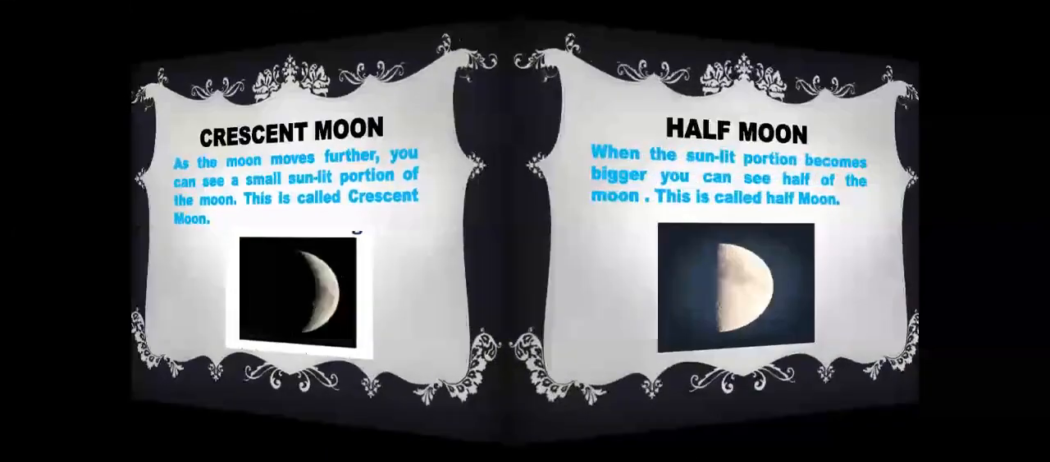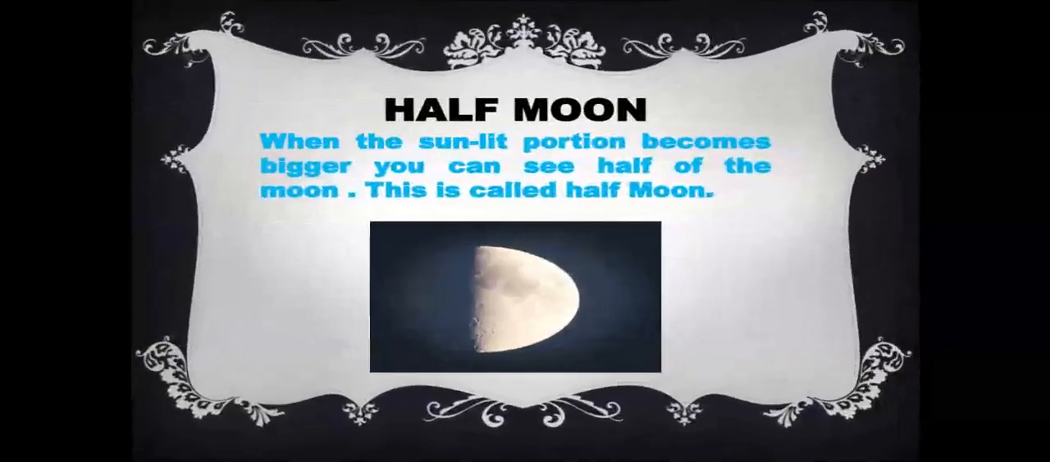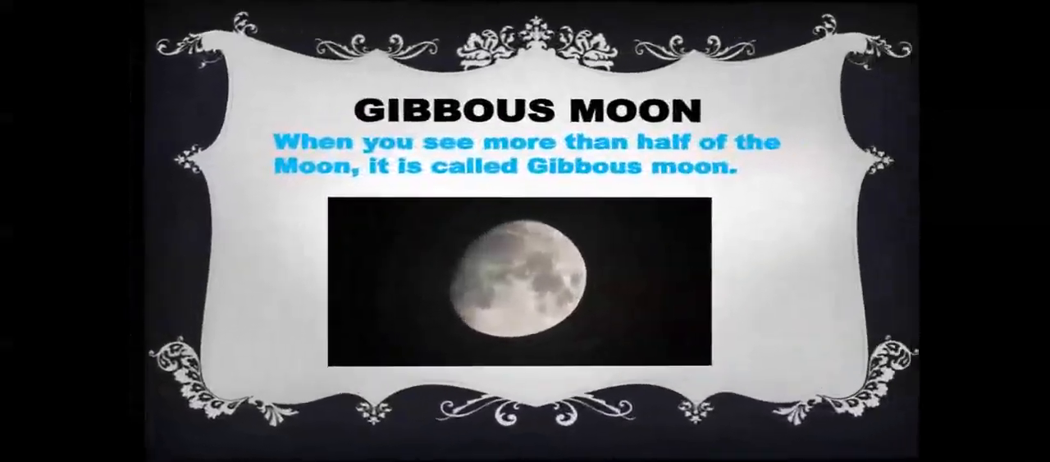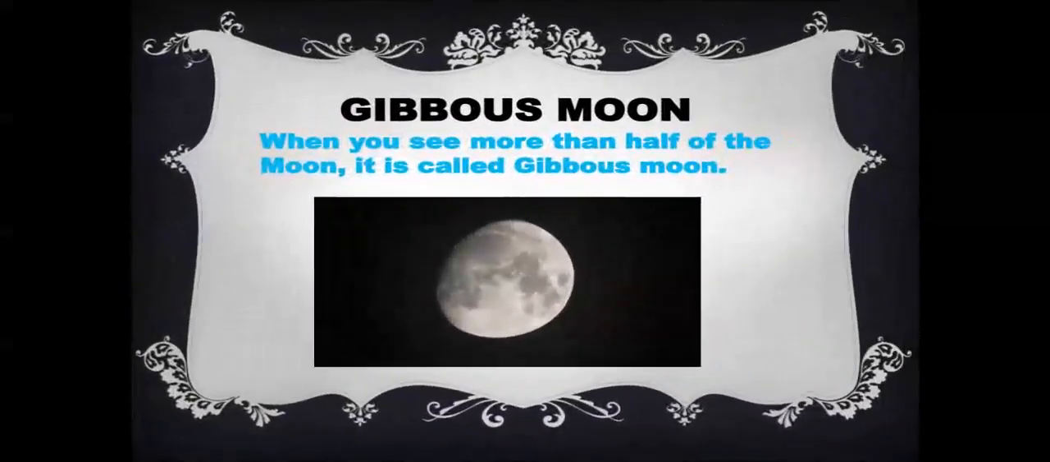Children, now moving to the next phase, which is the half moon phase. When the sunlit portion becomes bigger, you can see half of the moon. This is called the half moon phase. Moving further, we have the gibbous moon. When you see more than half of the moon, it is called the gibbous moon.